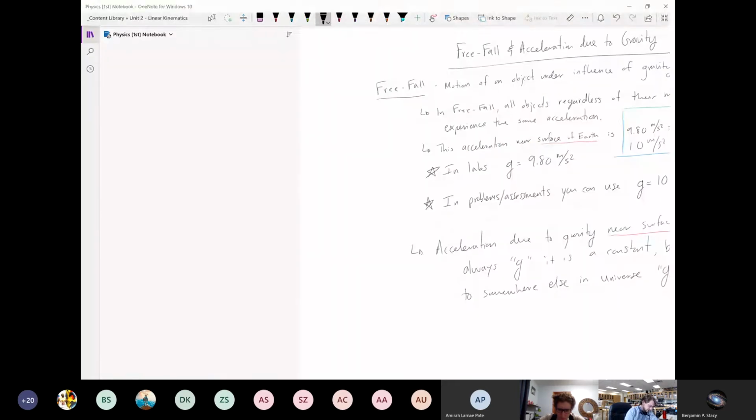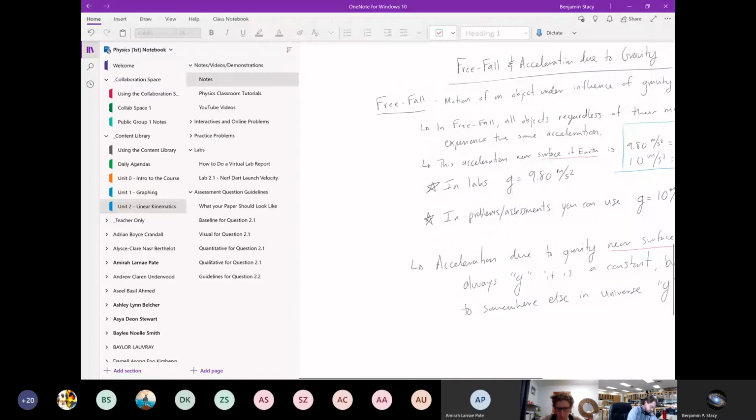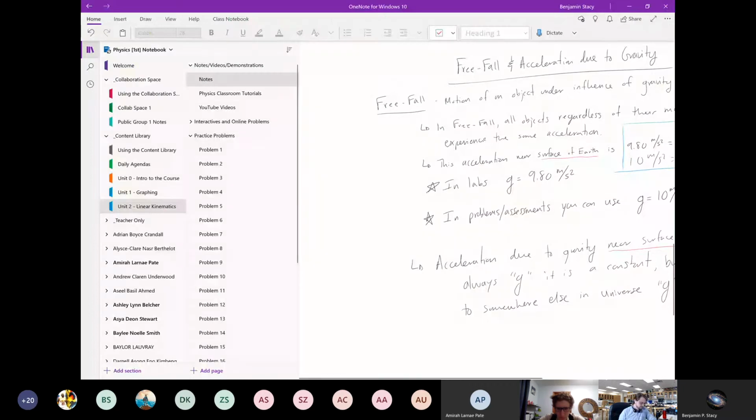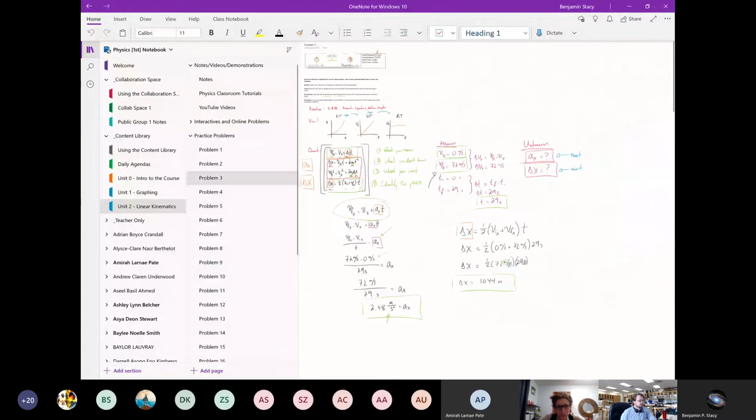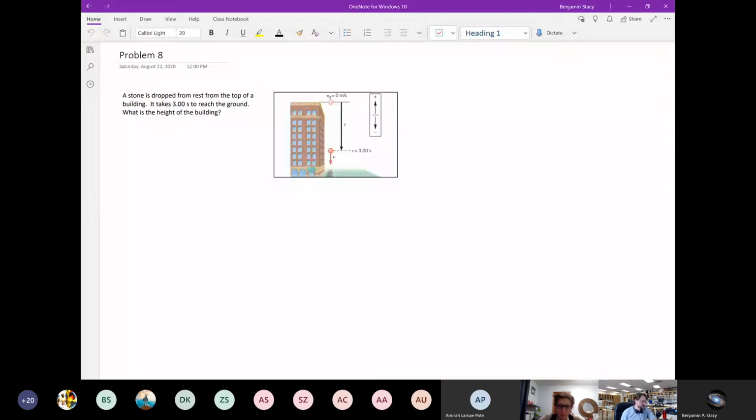So let's take a look at a couple of practice problems real quick. I think we had done three together. That was a little horizontal thing going on. That was the first one where we went thoroughly into what we needed to do in order to use our kinematic equations properly. So I'm going to find one where we have an object moving vertically. I think this is one where an object is just dropped.